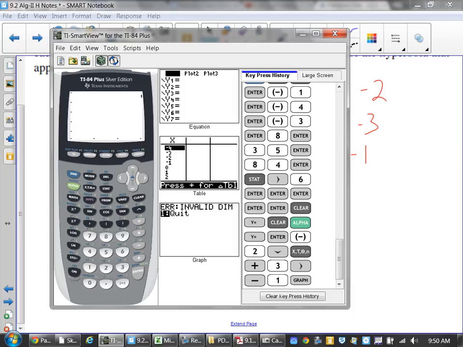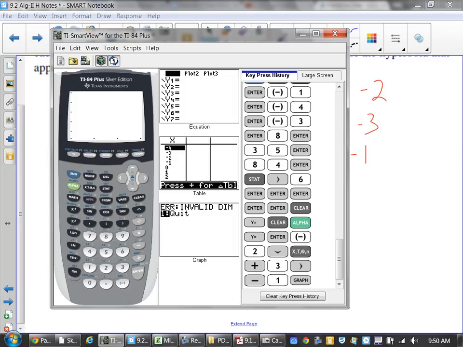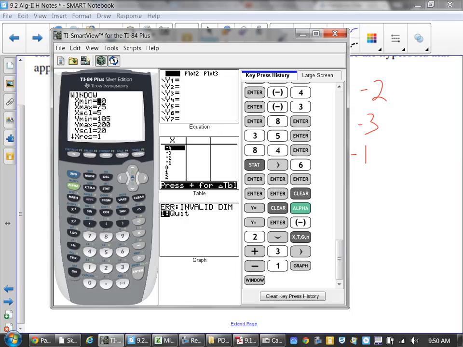If I look at my graph, notice what I did not change back: my window. Remember how to change your window. I still have a bunch of dots. That's fine, you're going to change your window right now. Go to your window.